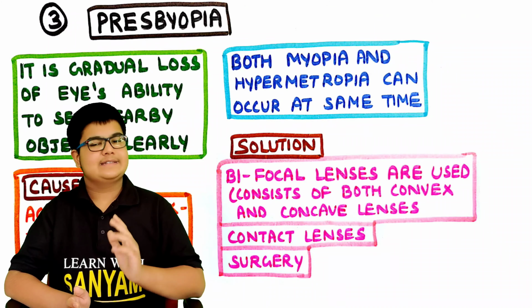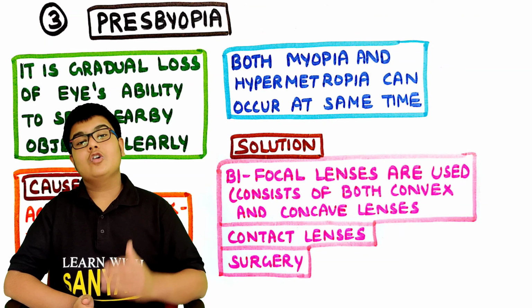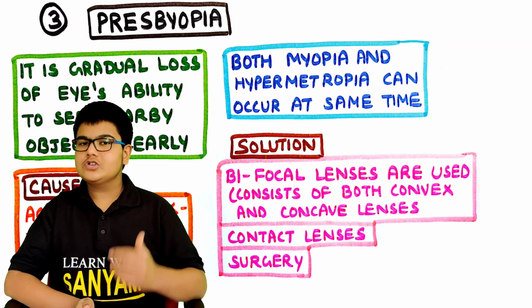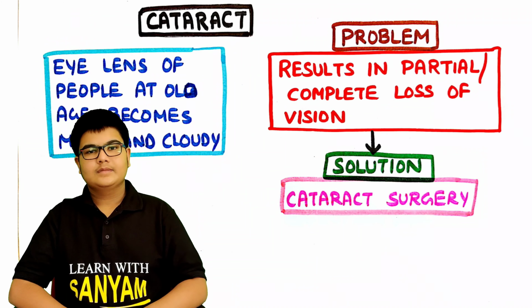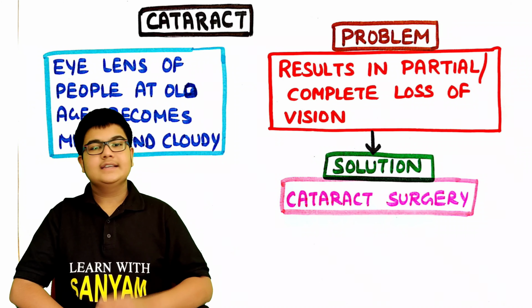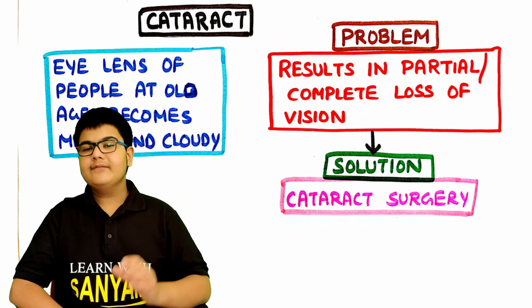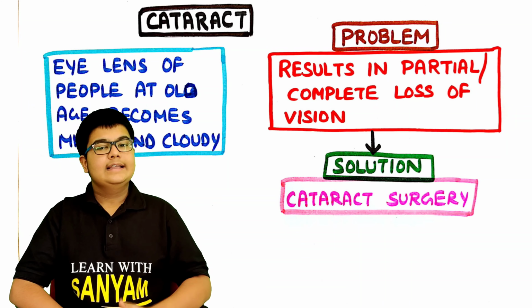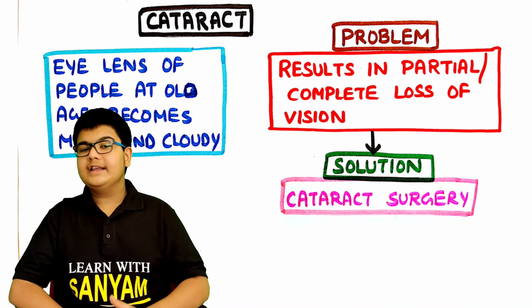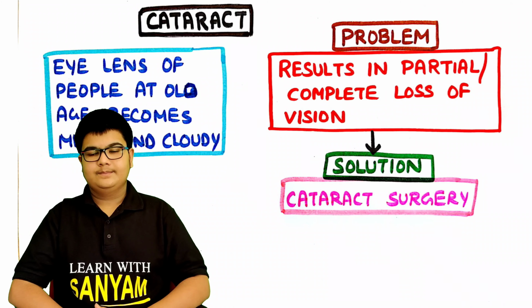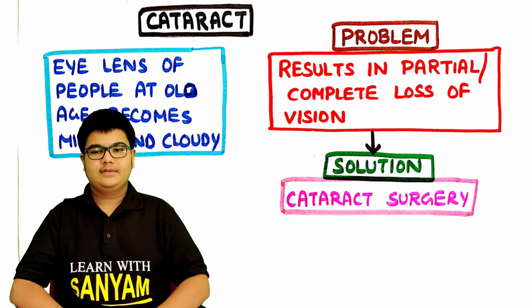Apart from using bifocal lenses, we can also use contact lenses, or we can go for a surgical method. Apart from these three vision defects, we also have another important eye defect, that is cataract. The eye lens of people at old age becomes milky and cloudy. This results in partial or complete loss of vision. If this happens, the solution is cataract surgery.